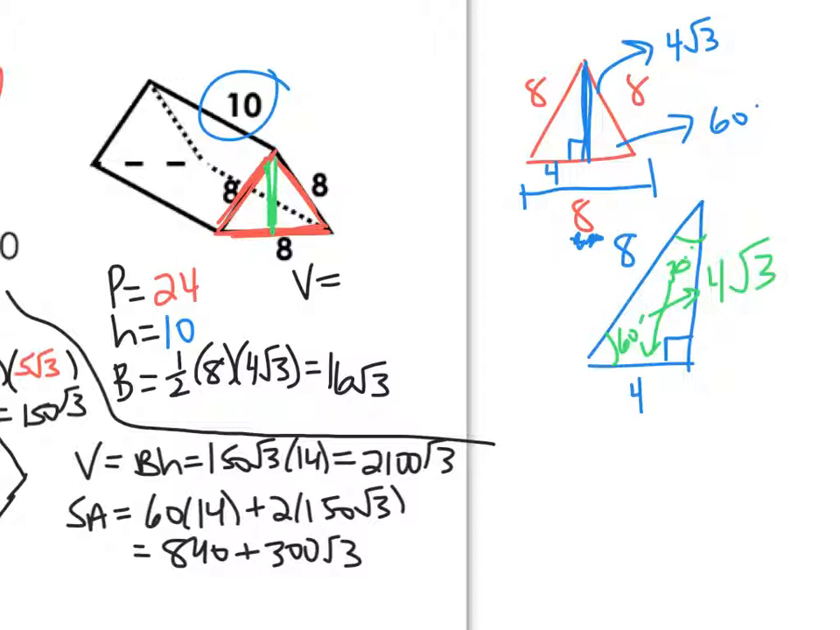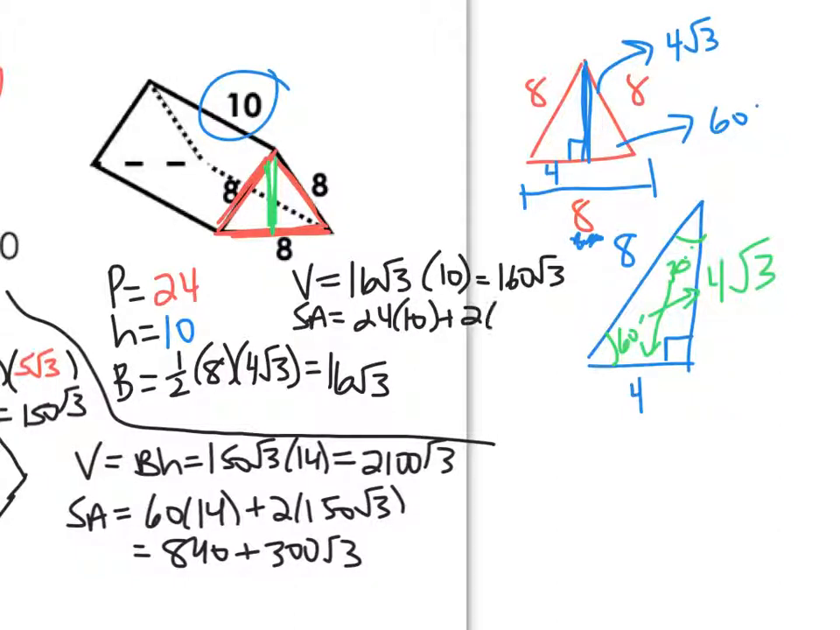So volume equals area of the base, which is 16 square root 3, times height, which is 10. So 160 square root 3. Surface area is perimeter, which is 24, times height, which is 10, plus 2 times area of the base, which was 16 square root 3. So that gives me 240 plus 32 square root 3.